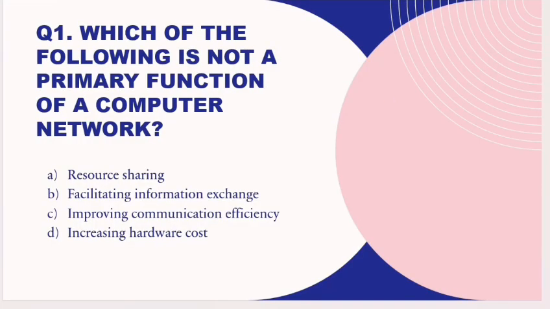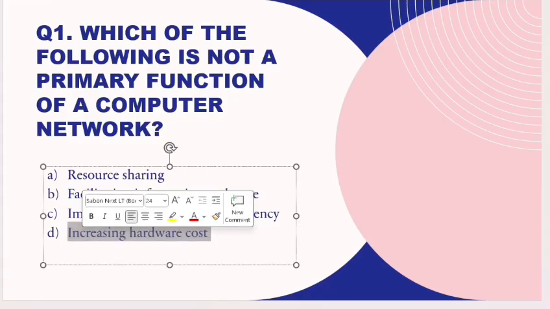Question 1. Which of the following is not a primary function of a computer network? Option A, resource sharing. Option B, facilitating information exchange. Option C, improving communication efficiency. Option D, increasing hardware cost. So the right answer is option D, which is increasing hardware cost.